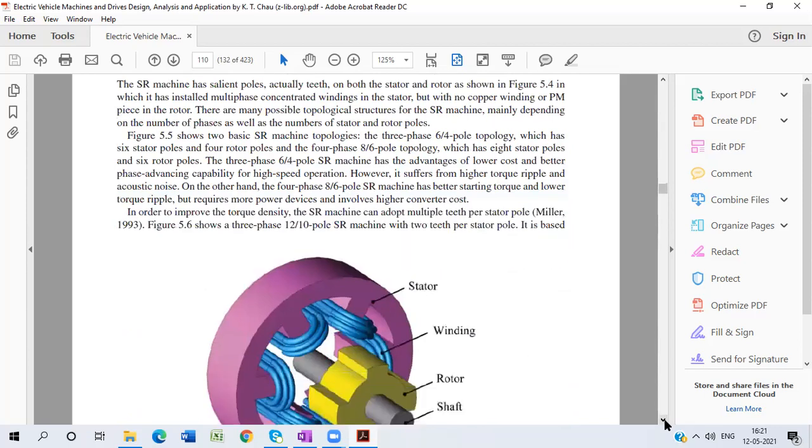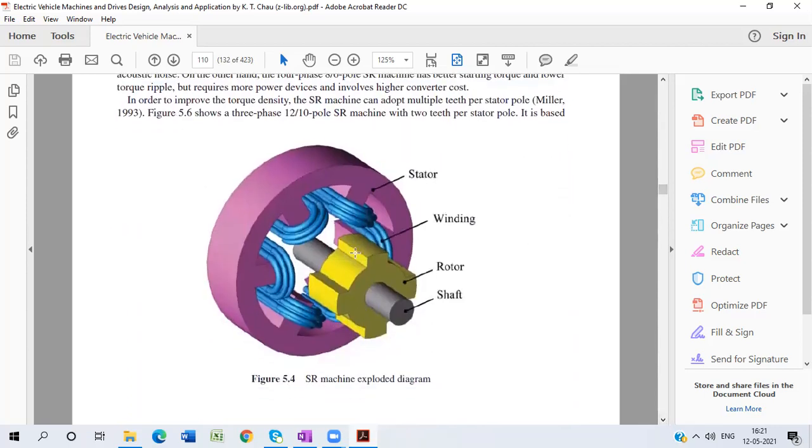Then the structure of the SR machine. You have to know which type of winding the stator consists of. Okay, so can anybody tell me which type of winding the stator has? There are two basic types of windings. Do you know what the types of winding in a stator are? Yes, Karthik, it is a concentrated winding.